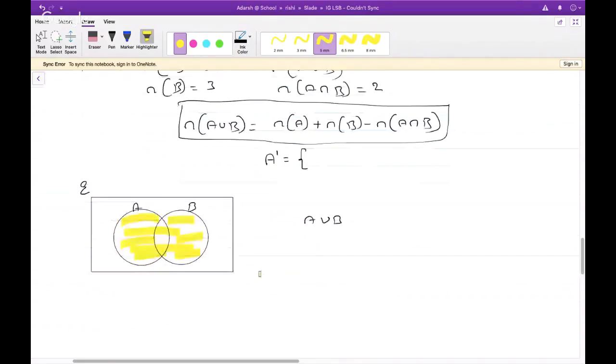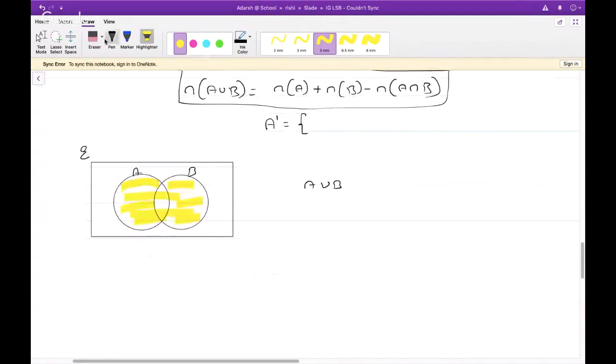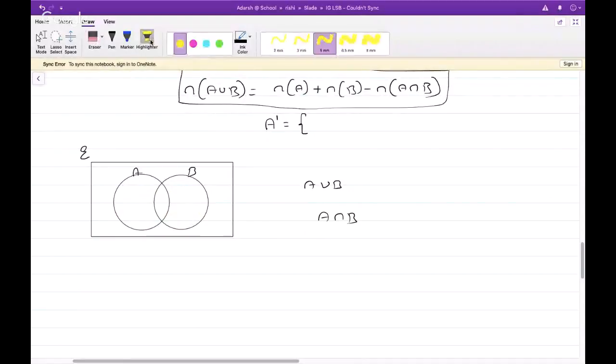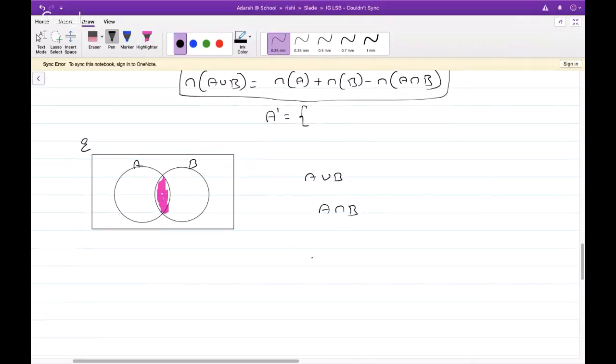Okay. Next, if they ask you to shade A intersection B, whichever is the common part, only that part you'll shade. So A intersection B is the common part, so you'll shade only this part. Hope this is clear.